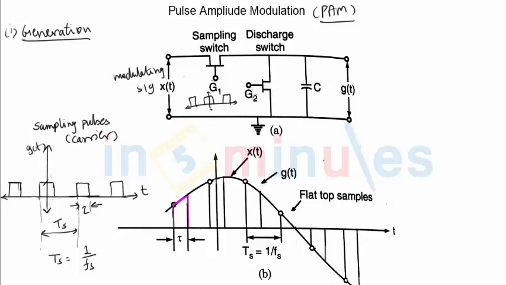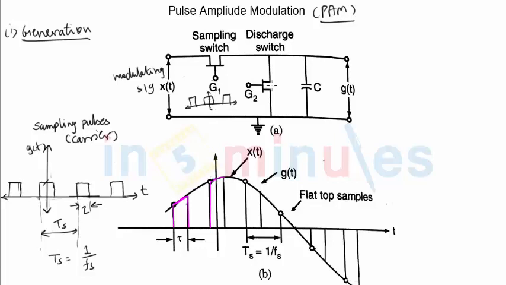Now if you want, you can keep the discharge switch on, because we don't want the capacitor to charge until the second sampling pulse arrives. When the second sampling pulse arrives, at that time instant the discharge switch should turn off, and because there is a sampling pulse, the sampling switch will also turn on, and the modulating signal will be given to the capacitor once again. So once again the capacitor will charge to this new value of the modulating signal. The sampling switch will remain on as long as the sampling pulse is available. Capacitor voltage will change accordingly.